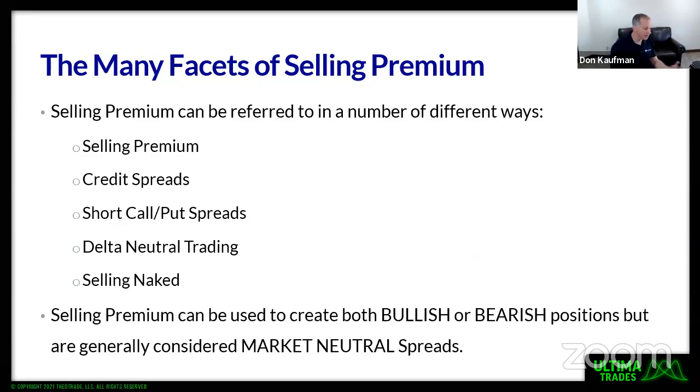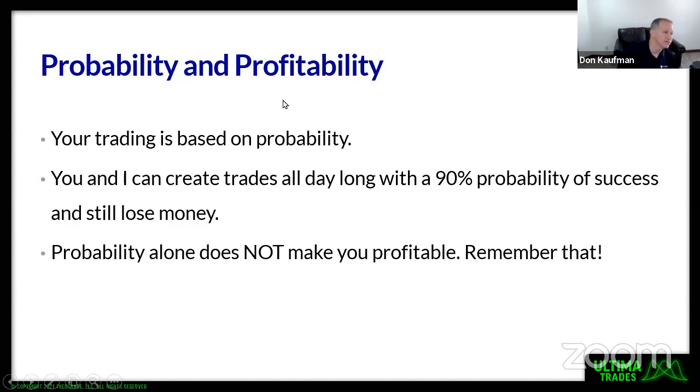I grew up around trading, so I have a tendency to use some terminology interchangeably, but selling premium can be referred to in a number of different ways. When people talk about selling premium, they say selling premium, right? They say selling options. They often say credit spread. Sometimes they talk about short call and short put spreads. They'll talk about delta neutral trading. They'll use the term iron condor, selling naked. Listen, selling premium can be used to create both bullish and or bearish positions, but is generally considered a market neutral strategy. So what I'm getting at is that some of this terminology is kind of interchangeable. Now we need to talk a little bit about probability and profitability.